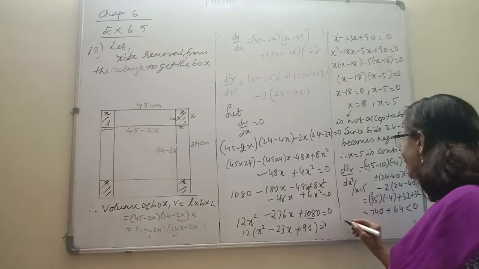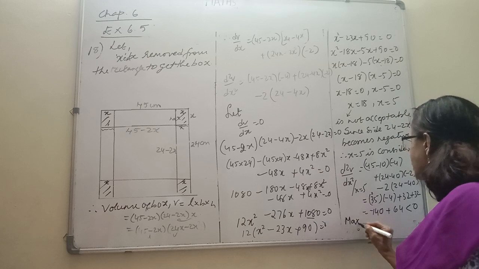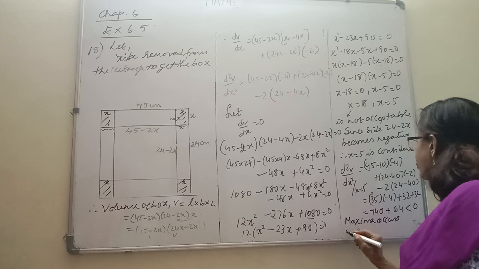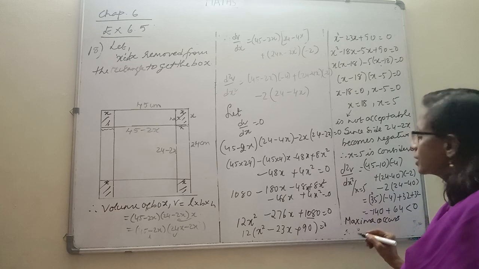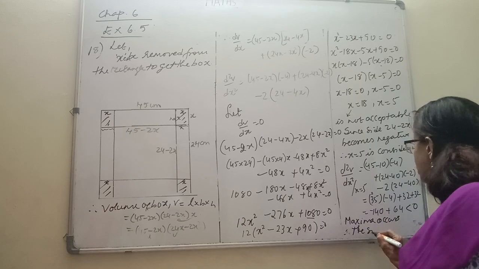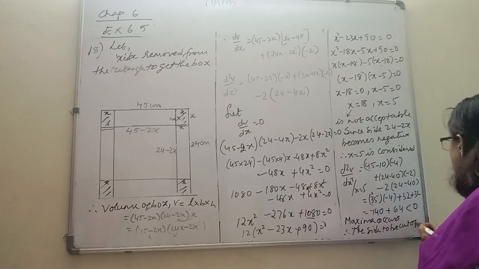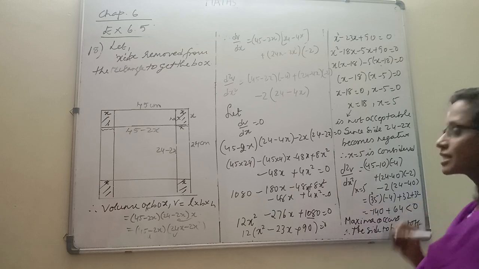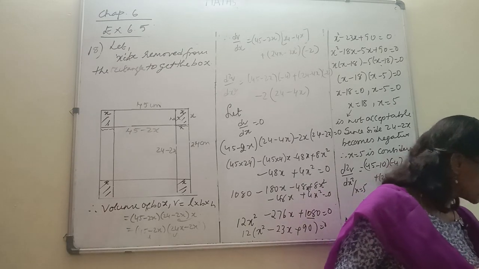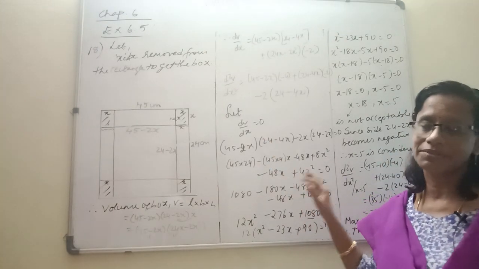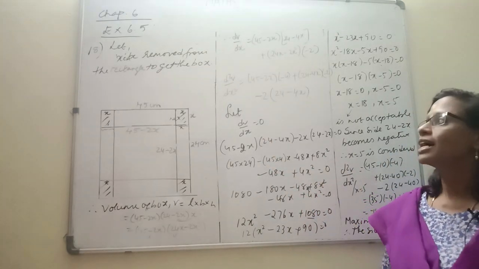So therefore, maxima occurs, and therefore the side to be cut off is 5 centimeters. It is that 5 centimeter which needs to be cut off for us to get the desired answer. So exactly as we did the previous problems, this is how the problem goes.